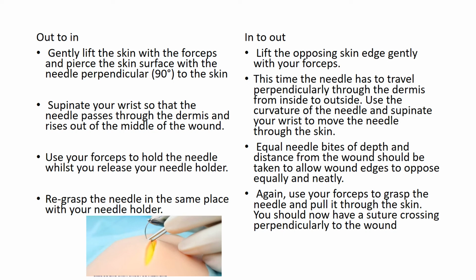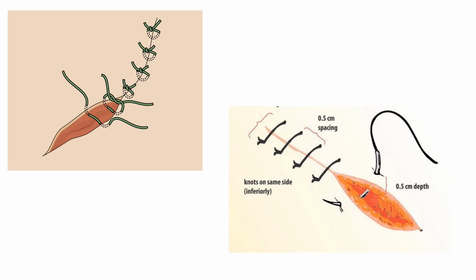equally and neatly. Again, use your forceps to grasp the needle and pull it out through the skin. You should now have a suture crossing perpendicular to the wound. Then you can do the surgeon's knot or you can do the square knot. Okay, these are examples of simple interrupted sutures.